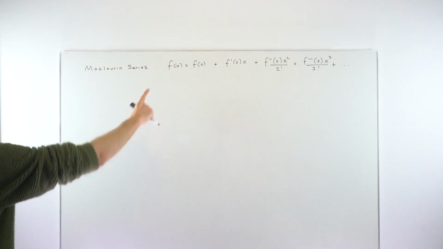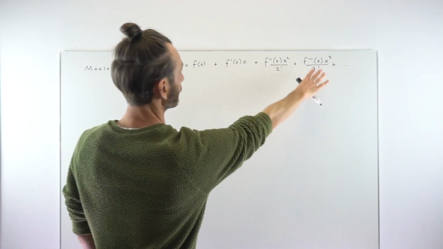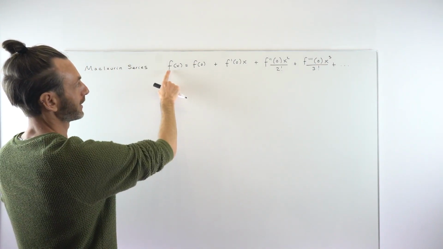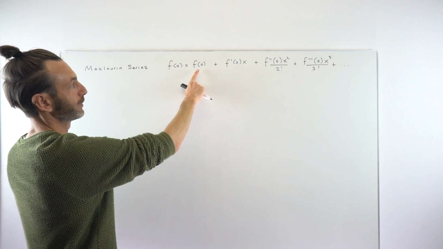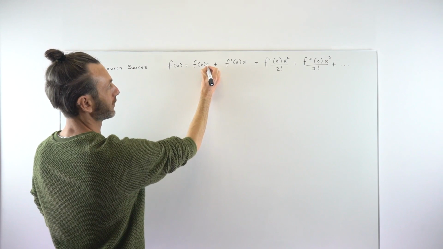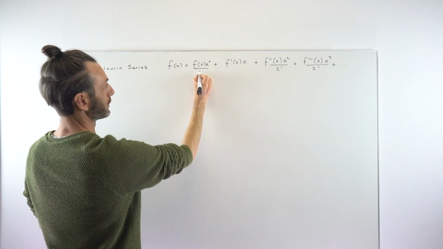So let's have a look then at the sort of formula, if you like, for Maclaurin series. We're going to use this for all 3 of our derivations. It basically says that your function f of x is equal to f of 0. Technically, it's actually f of 0 x to the power of 0 over 0 factorial.